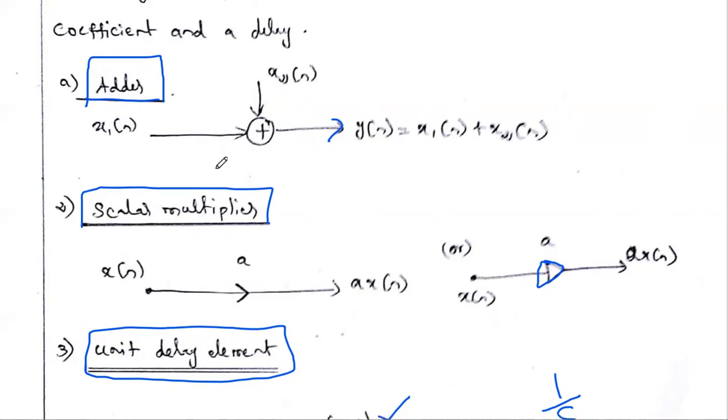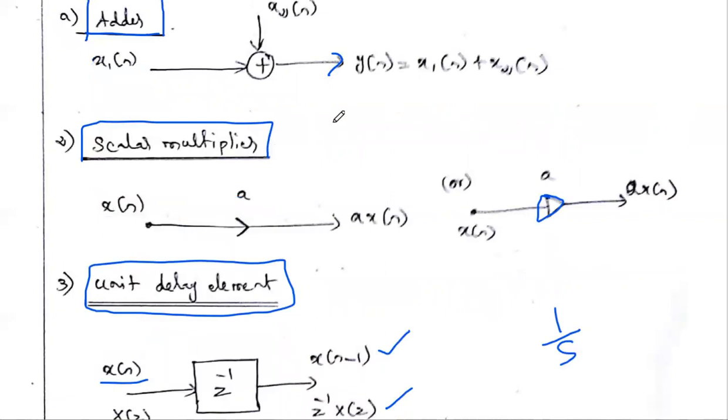Then the second element is the scalar multiplier or gain block. This scalar multiplier is otherwise called a gain block. Simply, we draw one line with one arrow. Above the arrow, if we write the gain value, this is the symbol for the scalar multiplier. So if the given input is x of n, the output is the constant a times x of n. The scalar multiplier is otherwise represented by a small triangle.